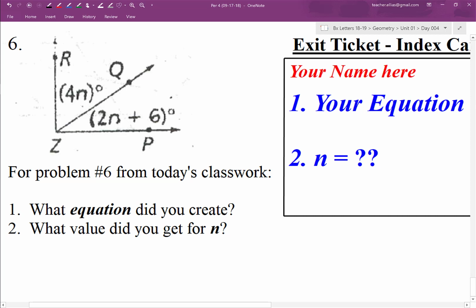This is the equation. Yeah. Number 1. Thank you. All right, once you have your exit ticket, make sure I get it. Your name has to be on it.